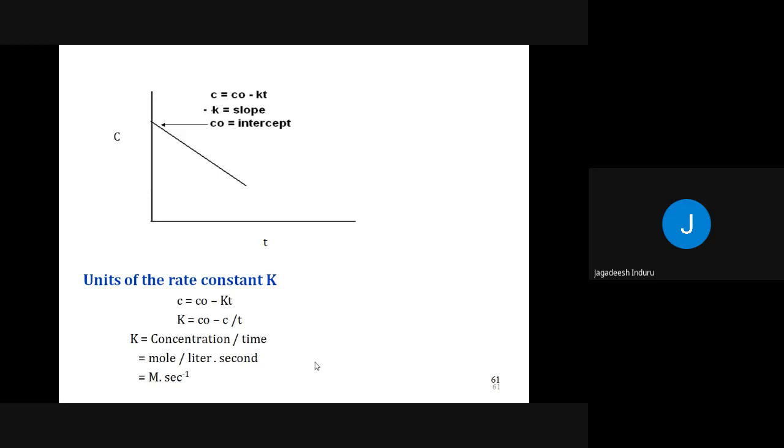We generally represent this as K0. If you want, you can put K1 for a first order reaction, K2 for a second order reaction, like that also. It is whatever representation is easy to understand. Here we don't have any other reaction rates, so we are representing it by K.